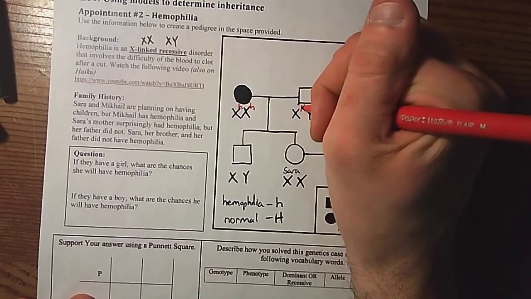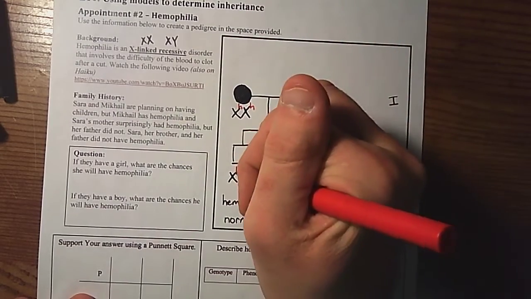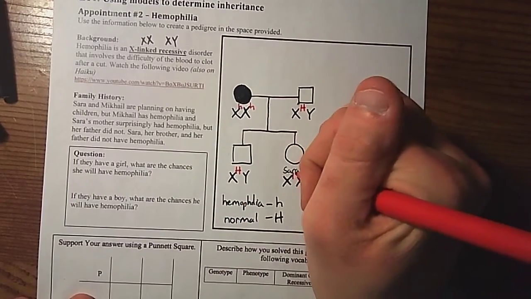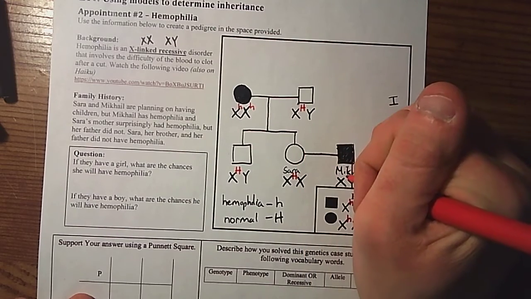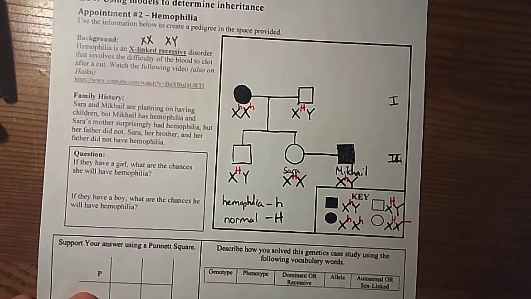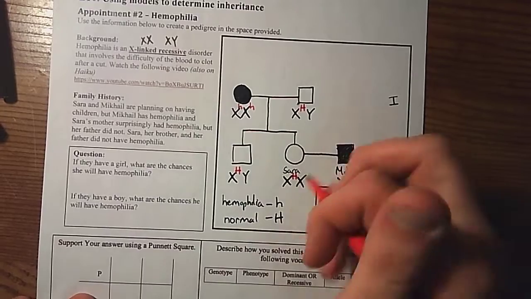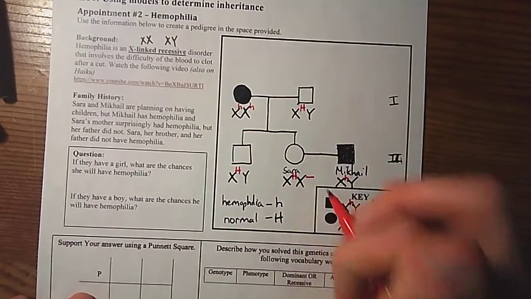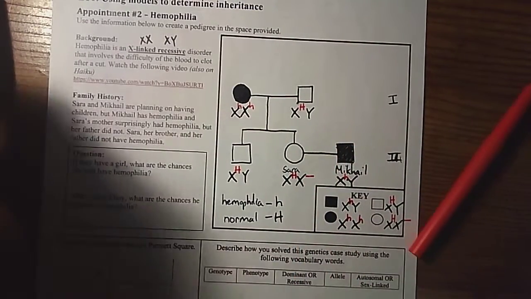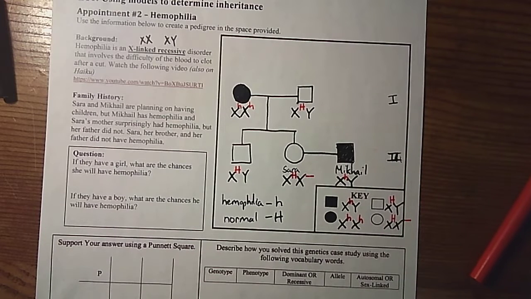The father does not, so dominant. Anyone who does not have it automatically has that big H, right? Mikhail does have hemophilia, so that's going to be a lowercase h. And then Sarah, we're not sure what she has here just yet. But we could look at this pedigree. That's why we make it, to get this extra information that we don't know just by looking at someone.